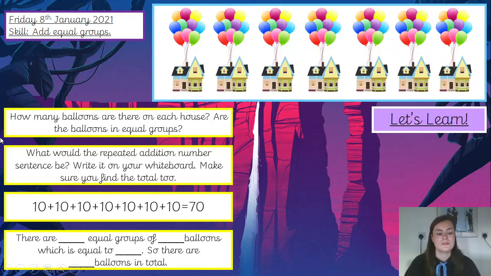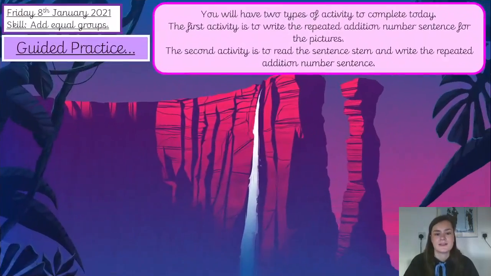Okay, so you should have said there are 7 equal groups of 10 balloons, which is equal to 70. So there are 70 balloons in total. Hopefully you got that. If not, have a little look back at where the mistake was made. You can ask your adult to help you look through as well, or if you're in school, you can ask your teacher. Good job.